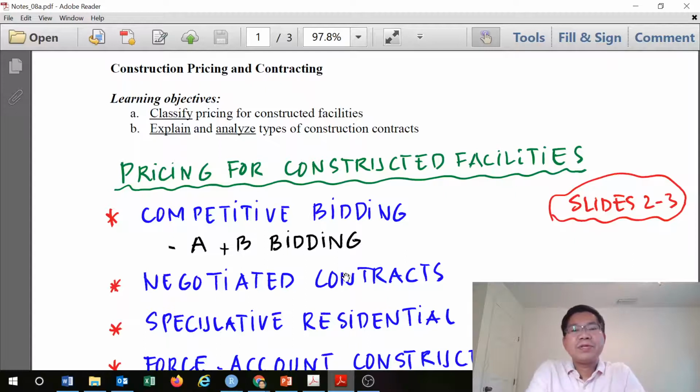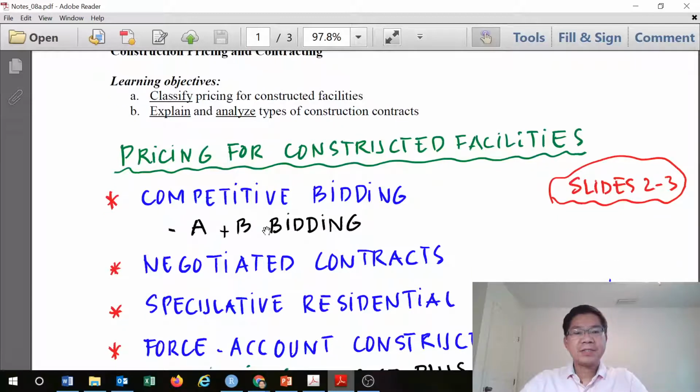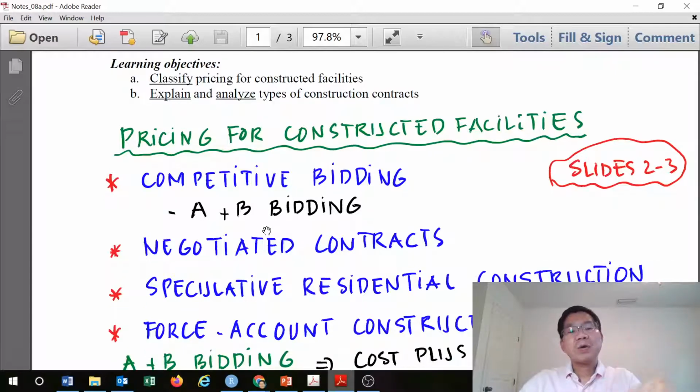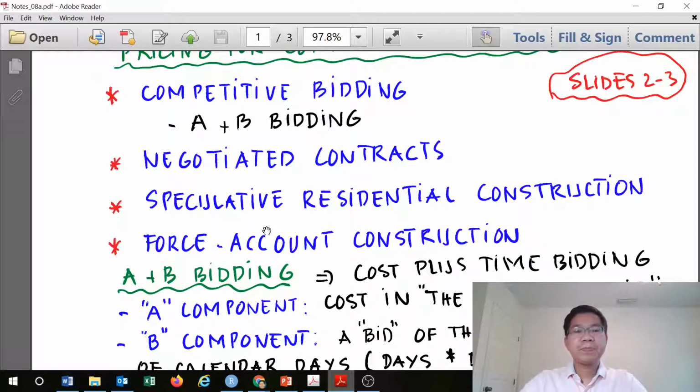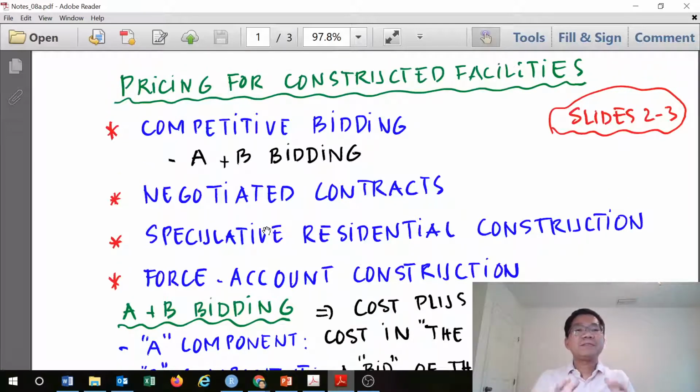Lesson videos. In today's class, we learn 4 different ways to price a constructed facility: competitive bidding. In competitive bidding, we also discuss A plus B bidding, a variant of that where they consider the time bid, which we apply in problem 1, and negotiated contract, speculative residential construction, and force account construction. Then when we have the price, both parties agree on the price.